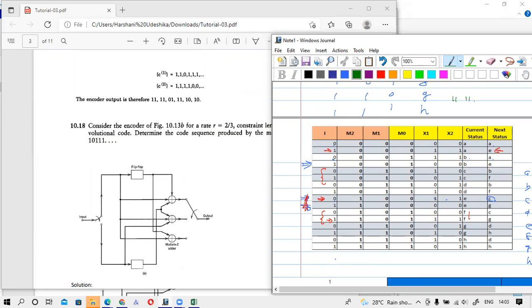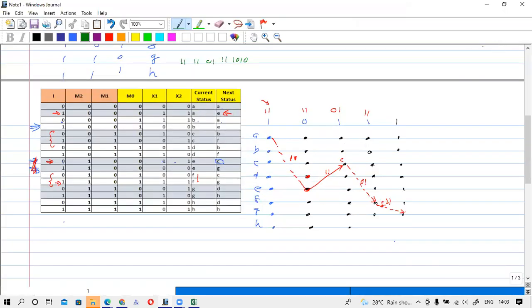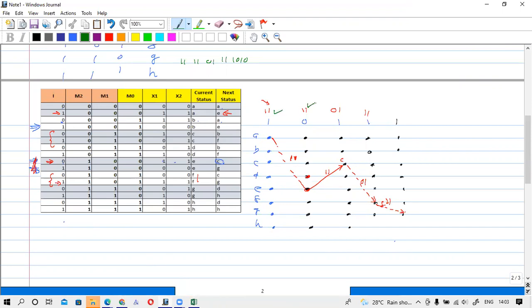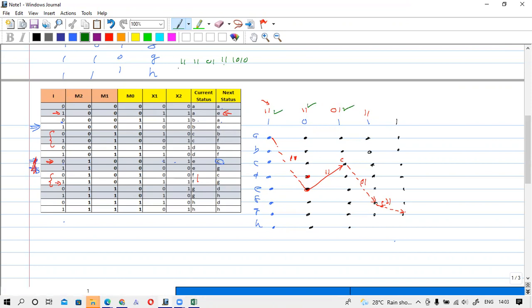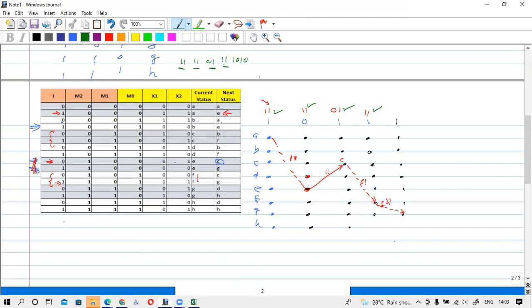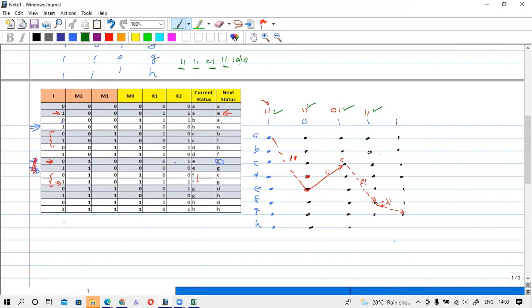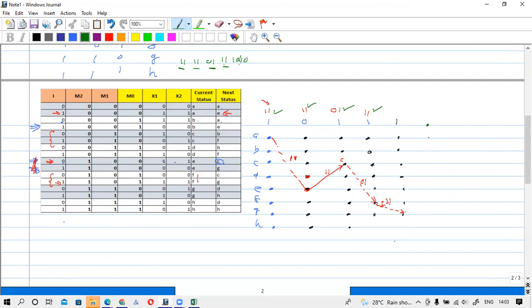It is 11 11 01 11 10 10, okay? So you can see that 11, 11, 01, that is okay. Again, we have 11, 11, 11. Then we have 01, that is okay. Again, 11, that is also okay. And we have again 10. That means he counted this level also. So we will count that level for a while.